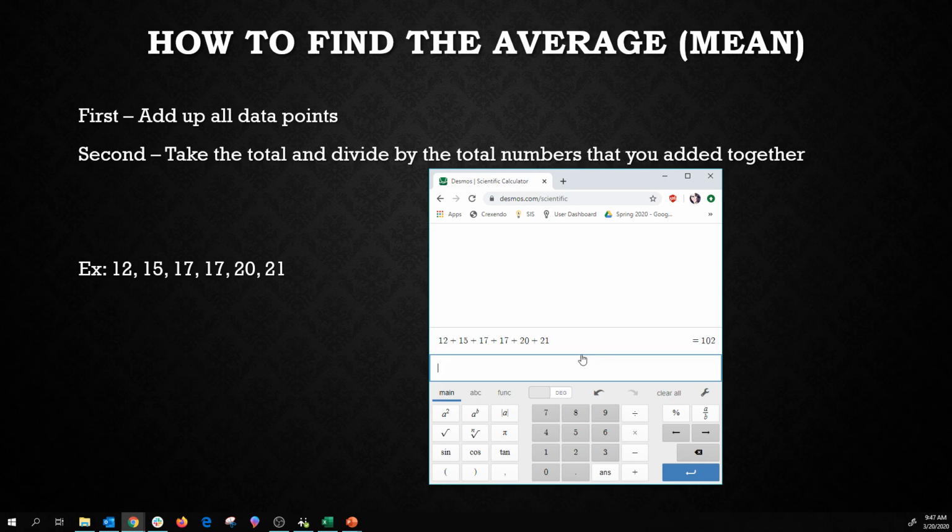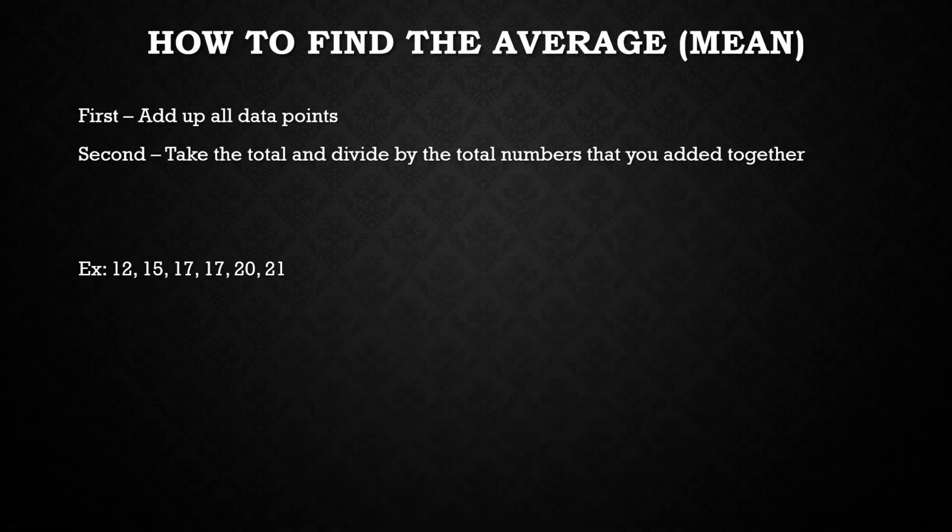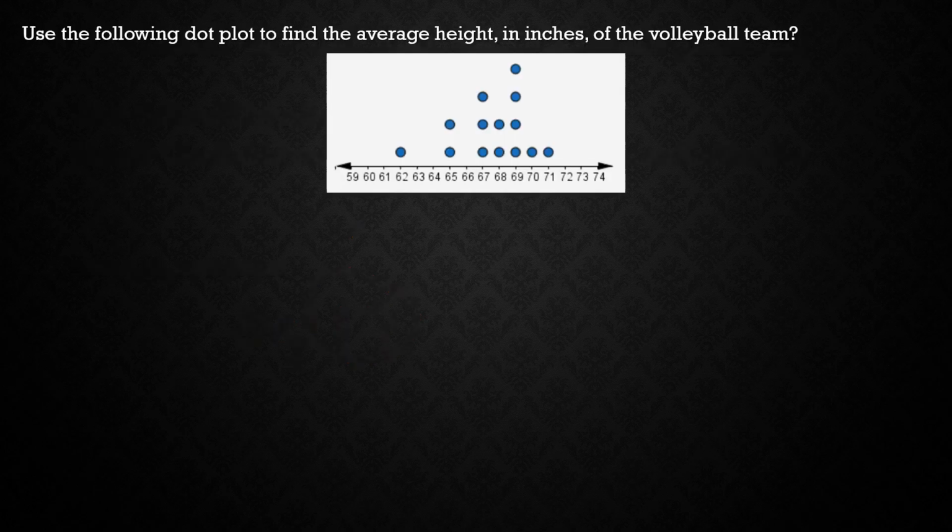The second thing we want to do is take your total and divide it by the total numbers that you added together. I added 1, 2, 3, 4, 5, 6 numbers together. So I'm going to take 102 and divide it by 6, which means that my average would be 17. Okay, so just a little recap or refresher of how you would find the average.